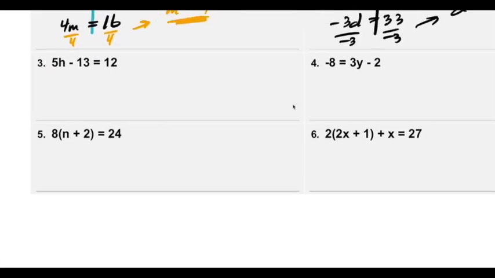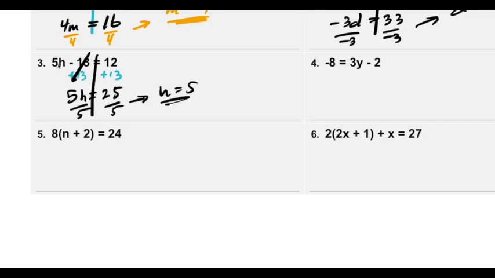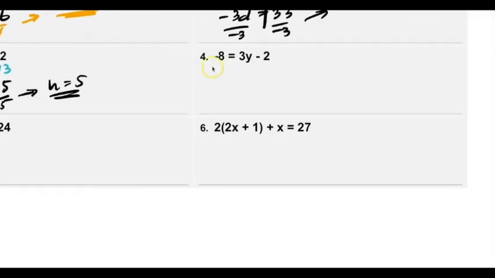Okay, over here, equal sign. We want to get rid of the 13 and get the variable by itself. So plus 13 on both sides. Do the opposite operation. These cancel. I get 5h on this side equals 25. Then we're going to divide by 5. h equals 5.